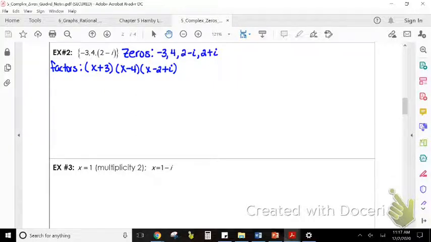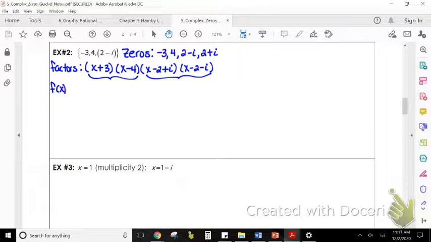So you got x minus 2 plus i, and then the 2 plus i gives us x minus 2 minus i. And so I know to write my polynomial in standard form, I'm going to multiply all these out. And so I'm definitely going to multiply my conjugates together here. And since I have 4 terms, I'm also going to go ahead and multiply those two together.